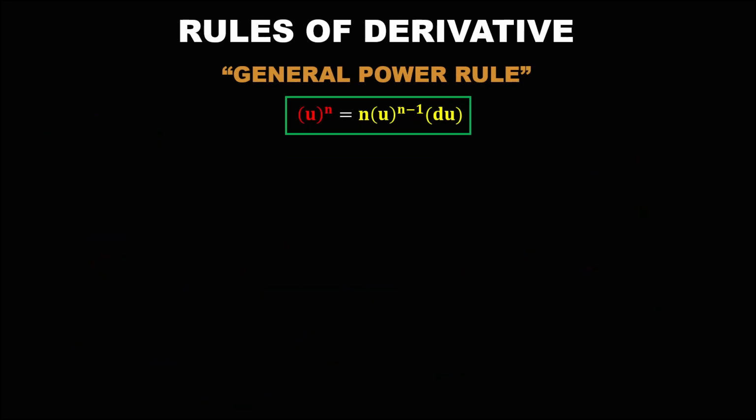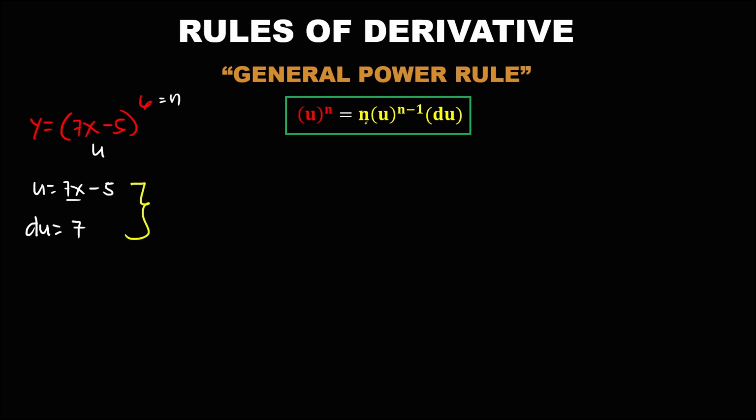Then for the next rule, the general power rule, u to the power n is equal to n times u to the power n minus 1 times the derivative of u. So if we have this given, y equals 7x minus 5 to the power 6. To find the derivative, this is u and this is n. So u is equal to 7x minus 5 and du, the derivative of u, is 7.